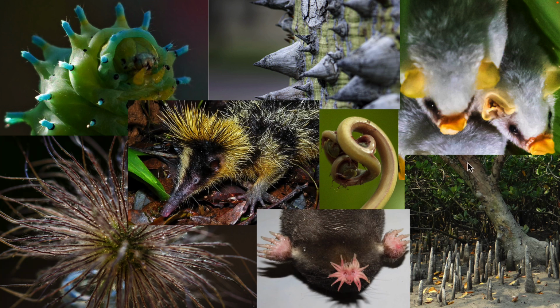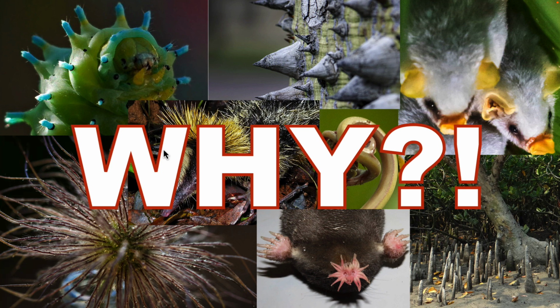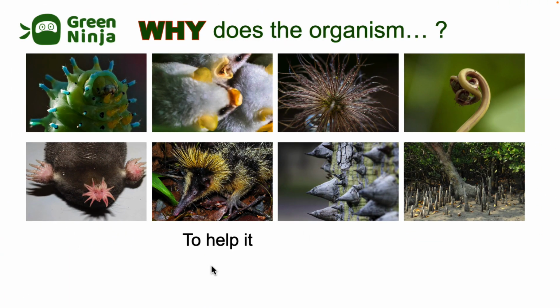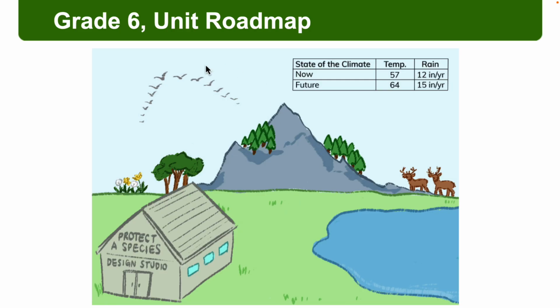Our big question for the unit is, why? Why do plants and animals look so different, and why do they act and look the way that they do? What we find is that there's one universal answer to this question: to help it survive, grow, or reproduce. No matter what, it's always one of these, and you just need to figure out how that feature or behavior helps it. We're going to look at loads of examples in this unit, and they are all hidden here in the unit roadmap. Let's take a look.